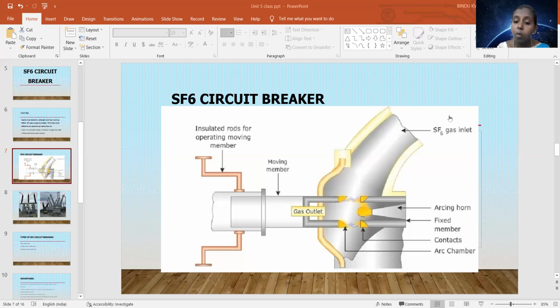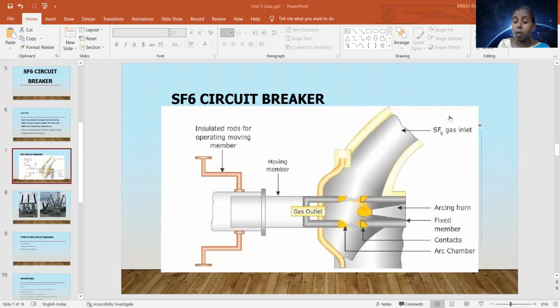Once it is moving, the valve will permit the SF6 gas at the inlet, at a high pressure of around 14 kilogram per centimeter square, from the gas reservoir to the arc induction chamber. This high pressure flow of gas will rapidly absorb the free electrons in the arc path. Already the arc is existing between the contacts.